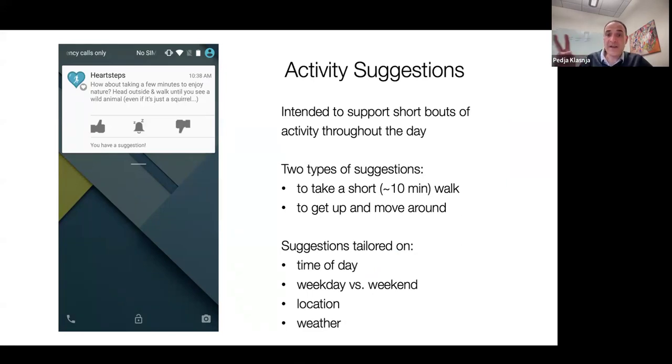And we had two basic variations of this that were really just variations in content, in just the text that the suggestion had. One of them was encouraging people to take a short walk, while the other was asking people to just move around a little bit, right? So it was much more about just disrupting sedentary behavior to get at least a few steps. And in both cases, the actual suggestions that were sent to people were tailored based on real-time data about the time of the day, whether it was a weekday versus weekend, the location that the person was currently at, whether they were at home, at work, or some other place, as well as the current weather.